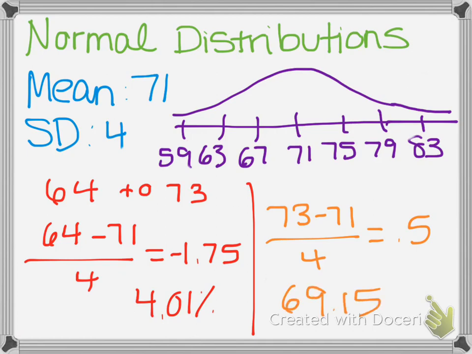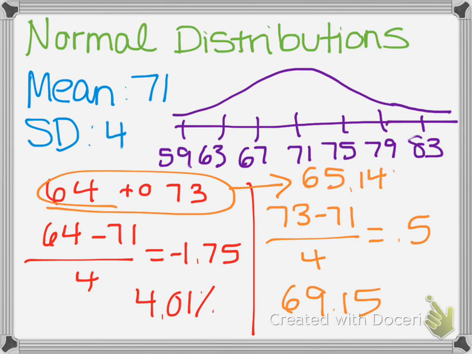So these are the two bounds now as a percentage, and I wanted to know the percentage in between these two. So I'm going to do 69.15, and I'm going to subtract 4.01 from it, big minus small, and that means between these two values here, there is 65.14% of the data. That's how much data is in between these two intervals.